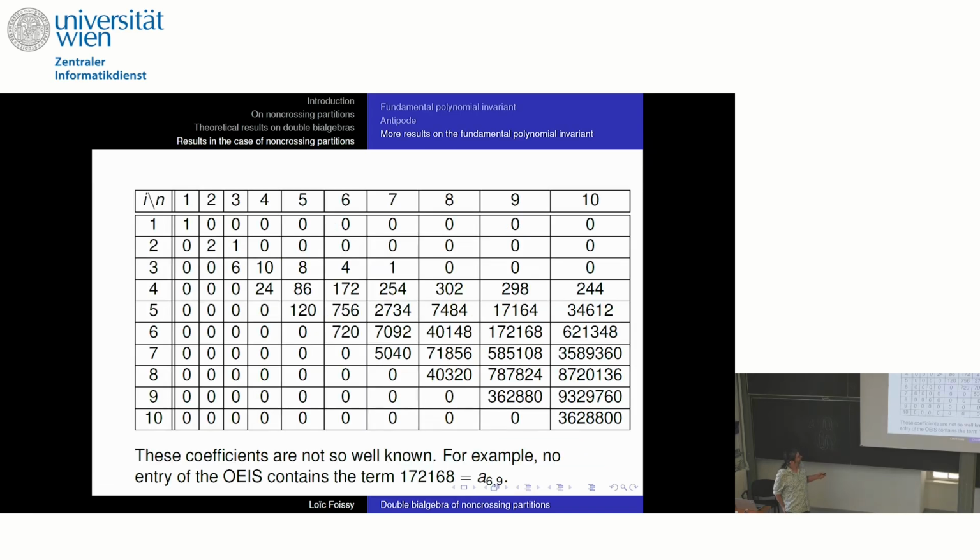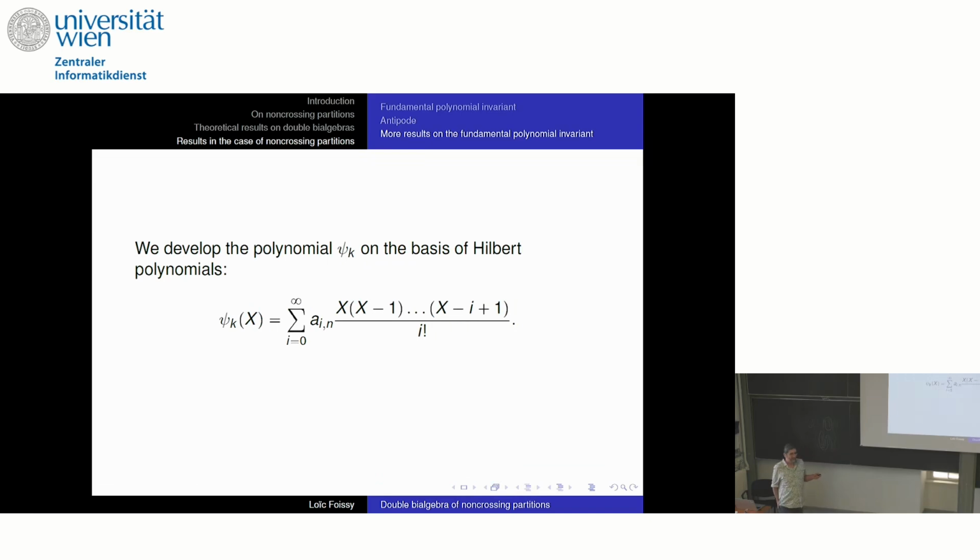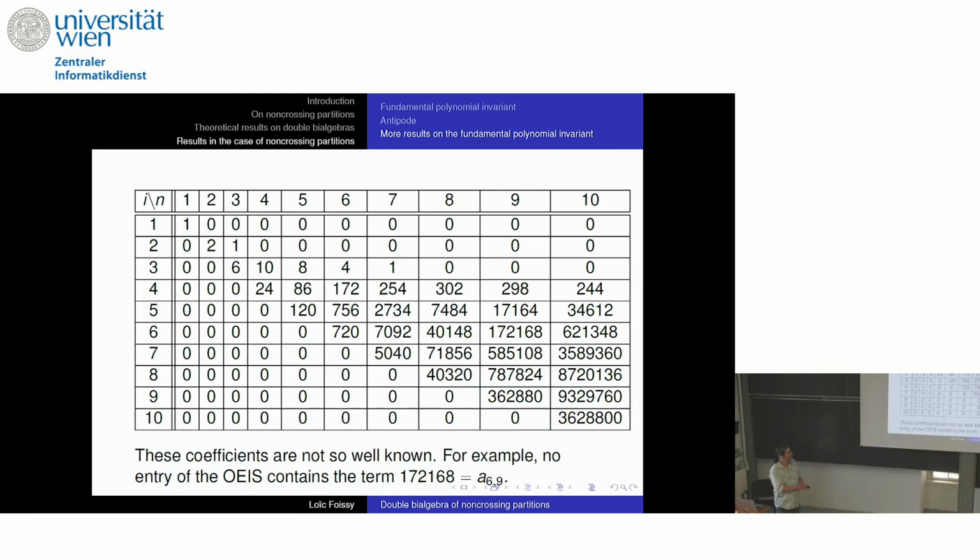So, another thing, these are polynomials. This polynomial just reflects some combinatorial stuff. So it is quite natural to develop them in the basis of Hilbert polynomials. And you can compute these numbers, you obtain something like this huge array. The diagonal is easy. That's the factorials. The other coefficients are quite mysterious.